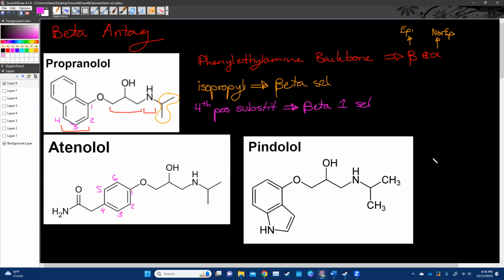So looking at Pindolol, we can say that propranolol is a non-selective antagonist. Atenolol would be beta 1 selective. How about Pindolol? Non-selective or beta 1 selective? Non-selective. How do we know? Because 1, 2, 3, 4, nothing is there.